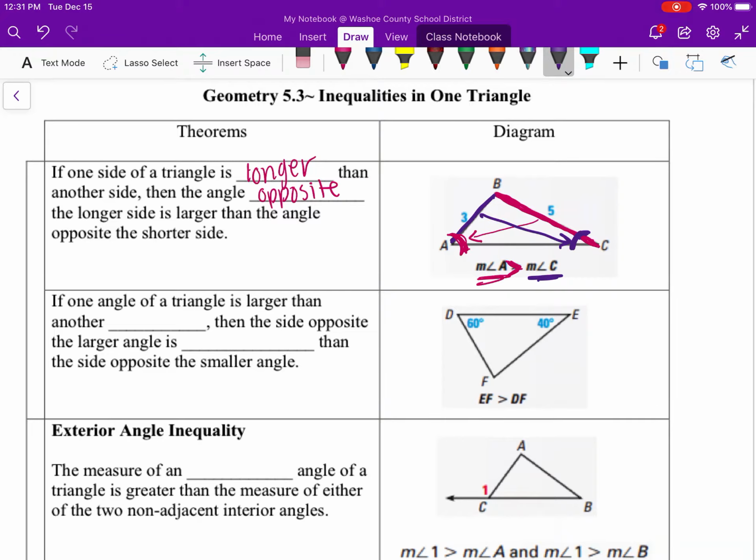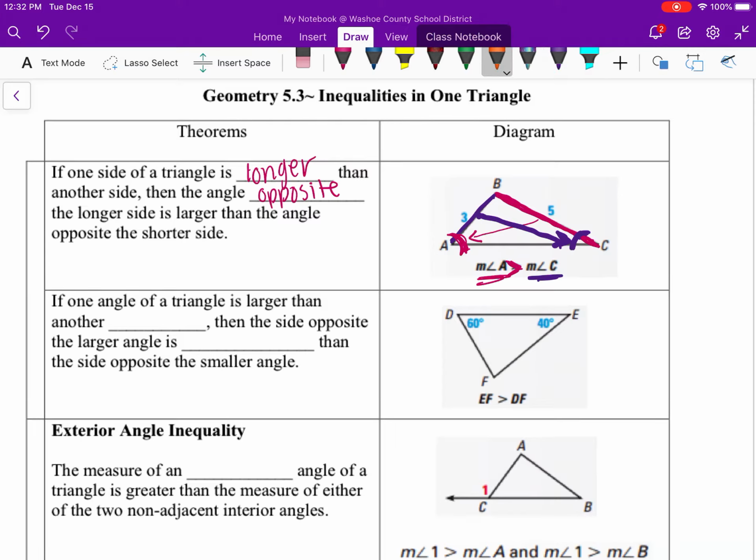So shorter side means that the opposite angle will be smaller. Longer side means the opposite angle will be larger, okay? So always look across, and that's going to be your corresponding angle, your corresponding side. So if you were to arrange these from smallest to biggest, you're going to compare the opposite sides to the opposite angles and go from there, okay?